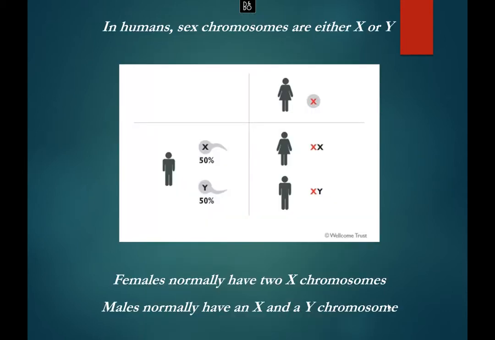Now, when we talk about meiosis, we'll get more into how this all works. But essentially, this is the basics. Males have an X and a Y. Females have two X chromosomes. The father is who determines the gender or the sex of offspring. We'll talk more about that later.